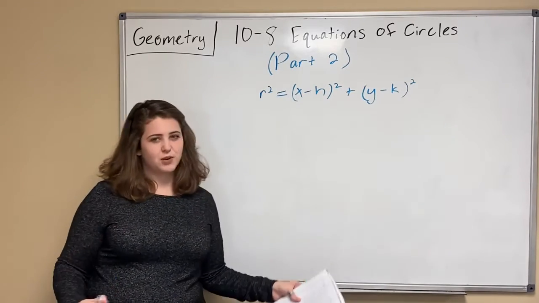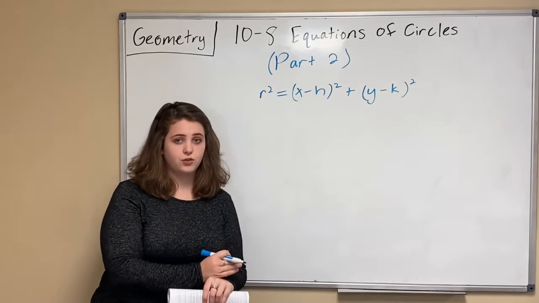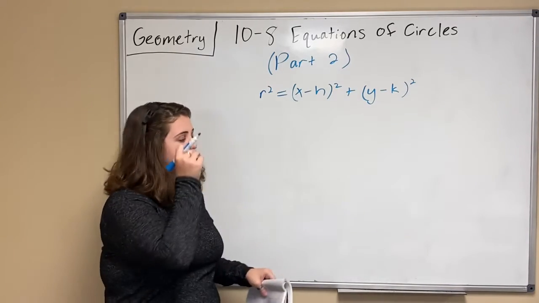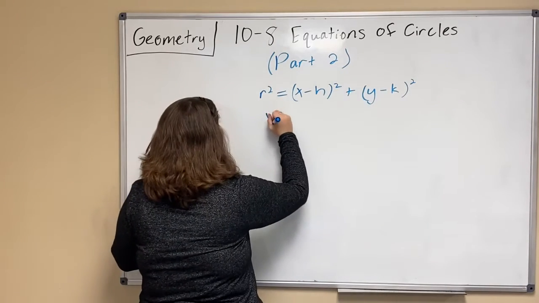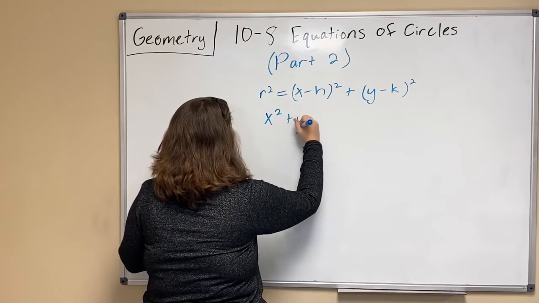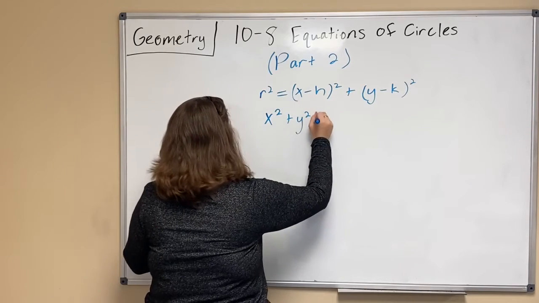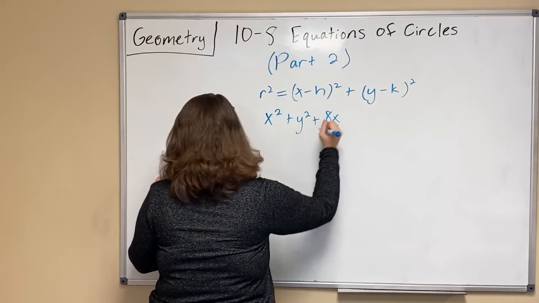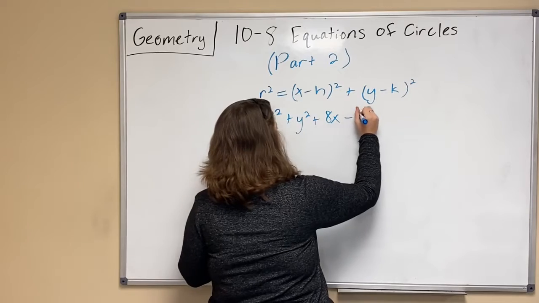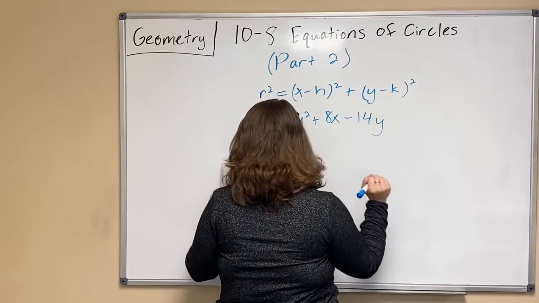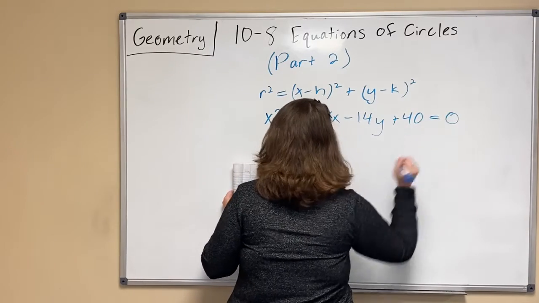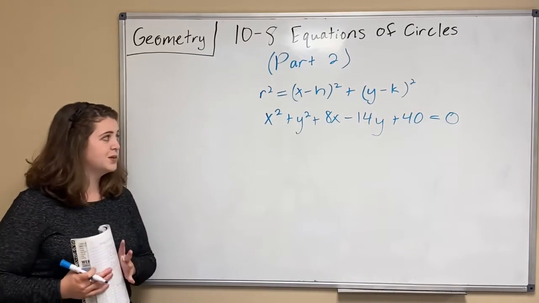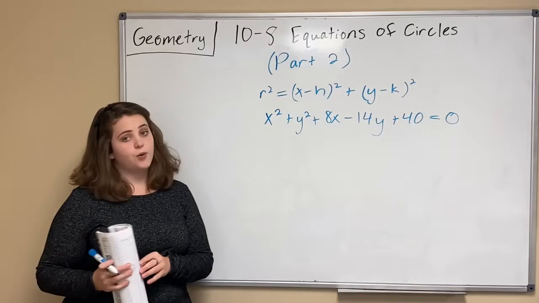I think the best way for us to do that is for me to just walk you through an example problem step by step. So here's the example problem. It looks like this: x squared plus y squared plus 8x minus 14y plus 40 equals 0. Now that's a pretty long equation.